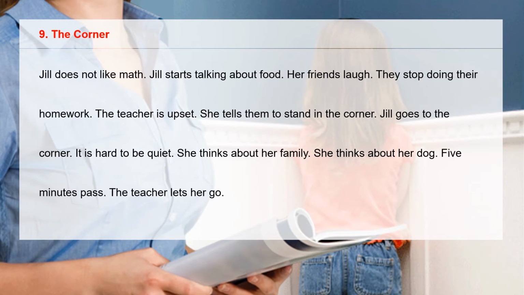Let us read the story one more time. Jill does not like math. Jill starts talking about food. Her friends laugh. They stop doing their homework. The teacher is upset. She tells them to stand in the corner. Jill goes to the corner. It is hard to be quiet. She thinks about her family. She thinks about her dog. 5 minutes pass. The teacher lets her go.